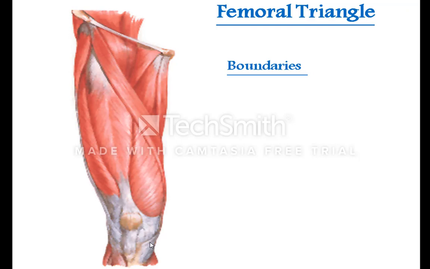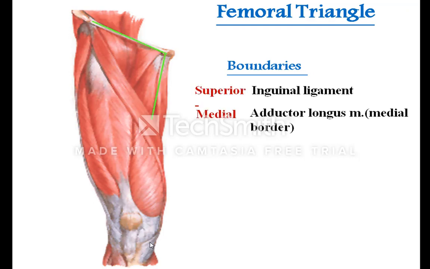These muscles form a specific triangle at the top of the anterior thigh, which we call the femoral triangle. This triangle, as you see here, has boundaries. The superior boundary is made by the inguinal ligament, as you see here, okay? Then the medial boundary is the adductor longus muscle. The adductor longus muscle here forms the medial boundary. And the lateral boundary is the sartorius muscle.